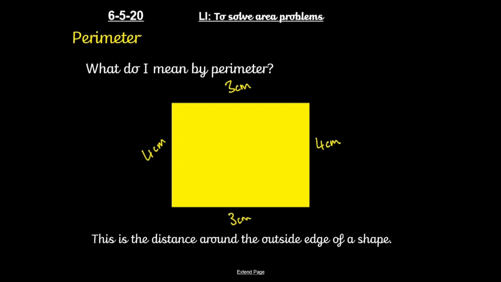So 4 plus 4, okay, because that's that distance here. 4 plus 4 is 8, plus 3, the distance here, is 11, and then here as well on this bottom side is 14 centimeters. So the perimeter is equal to 14 centimeters. That is a distance around the edge of the shape, okay? And that would work for any shape.